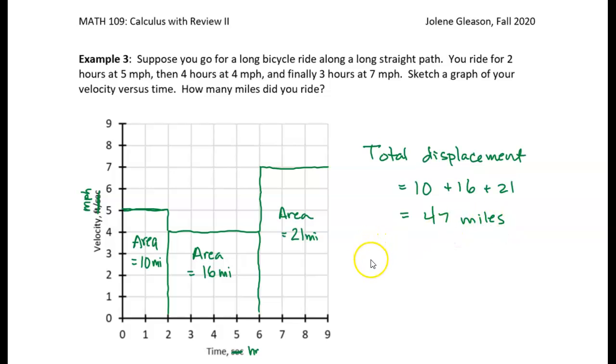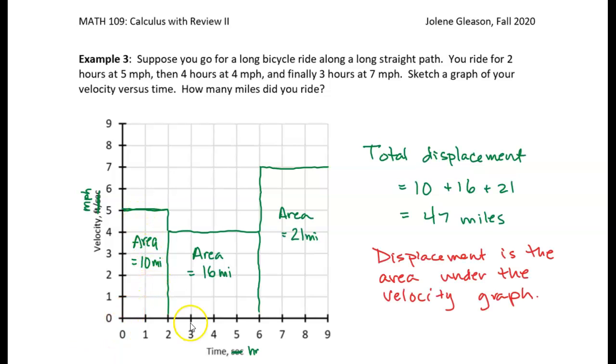All right. So again, the key takeaway here is that the displacement is the area under the velocity graph. So that's what you really need to remember.